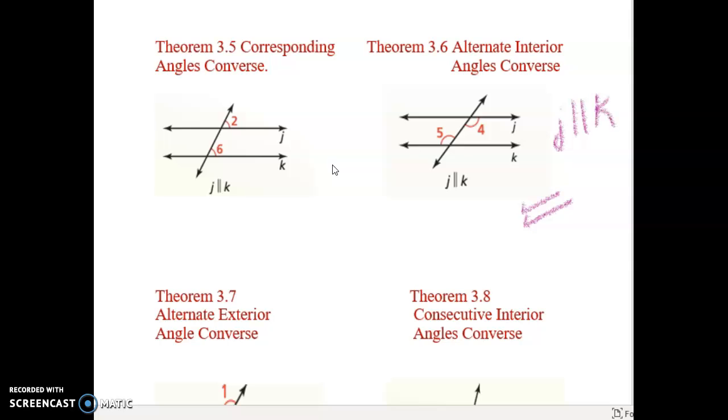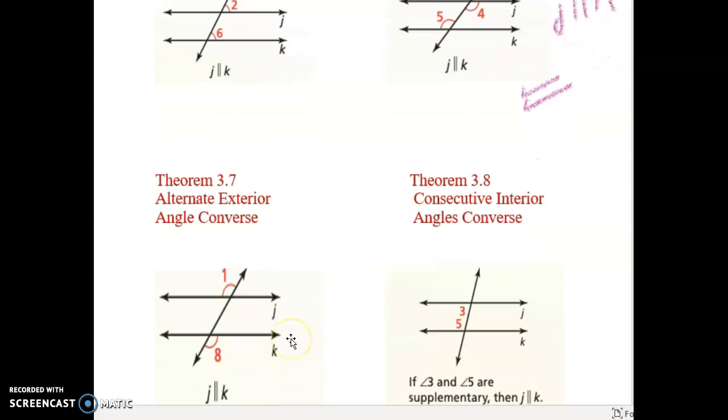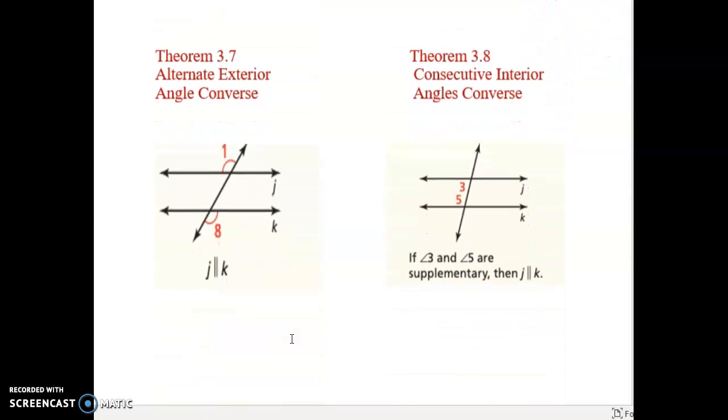On the same line, you know what alternate exterior angles are. If the alternate exterior angles are given to you as equal, you can say, based on the alternate exterior angle converse, that the two lines are parallel. So we have to use the word converse to prove that lines are parallel. We have to use the converse of a theorem to prove that the lines are parallel.